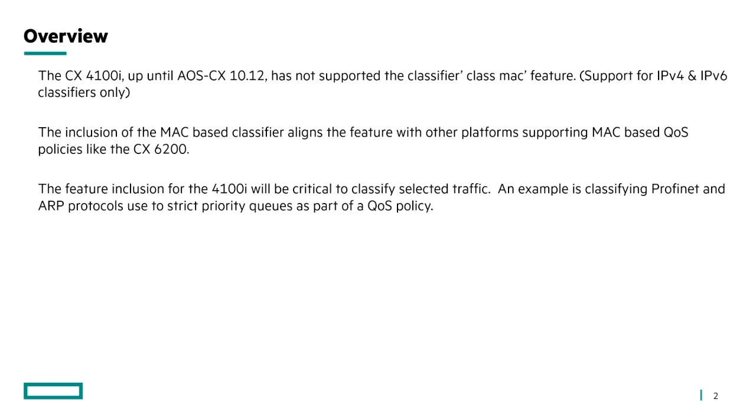So why is this feature enhancement important? Well, it will be critical to use the Class Mac classifier to classify selected traffic at Layer 2 as part of a QoS policy. An example of this is to classify the Profinet and ARP protocols to use the strict priority queue as part of a QoS policy. So the classifier now supports a match on the ether type field, so you can use that as part of a QoS policy.